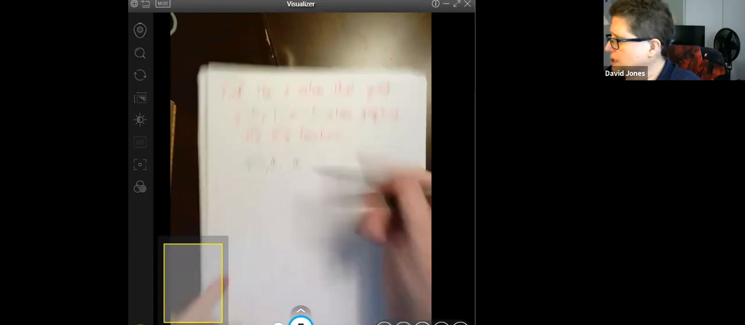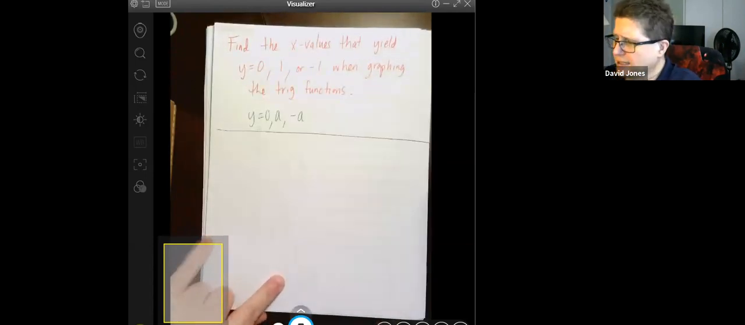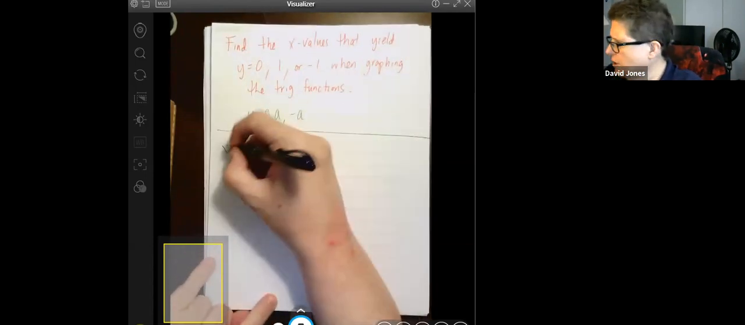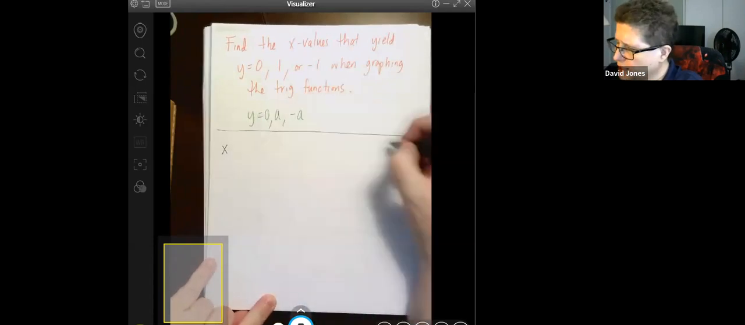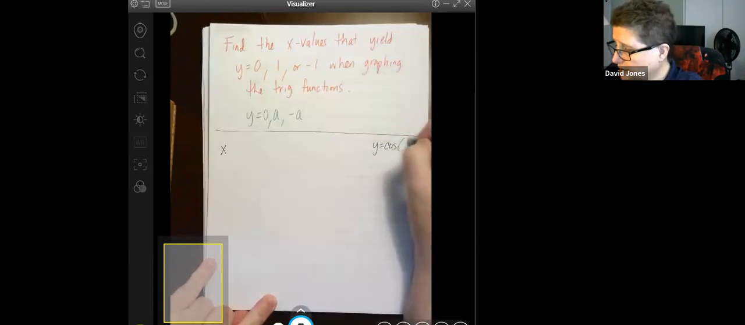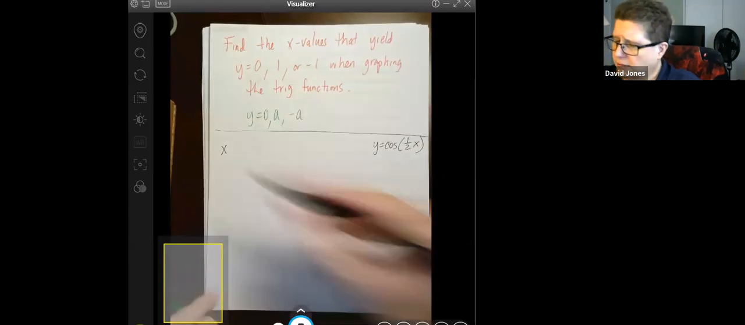Let's work this out a little bit slower. Let's do y equals cosine of 1/2 x. How does that work here?